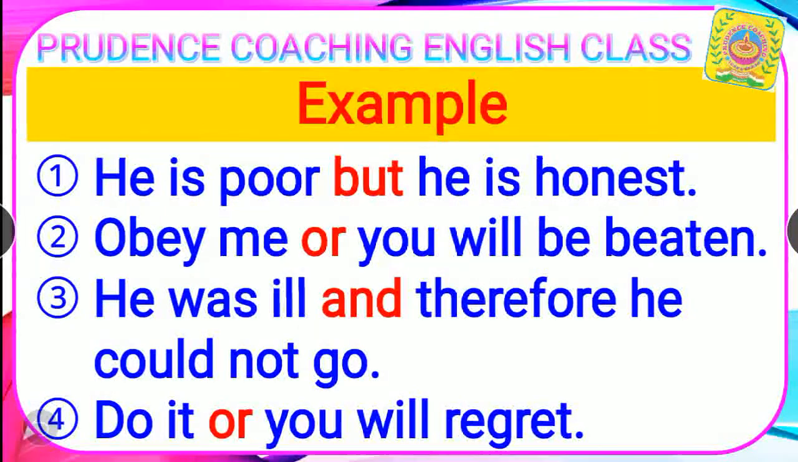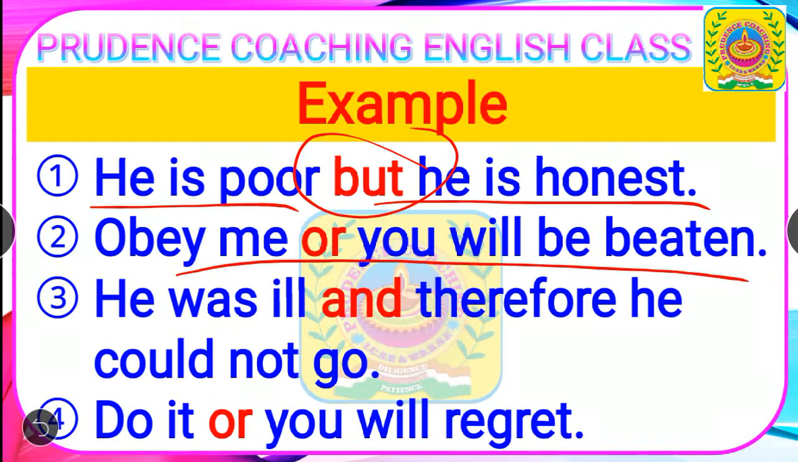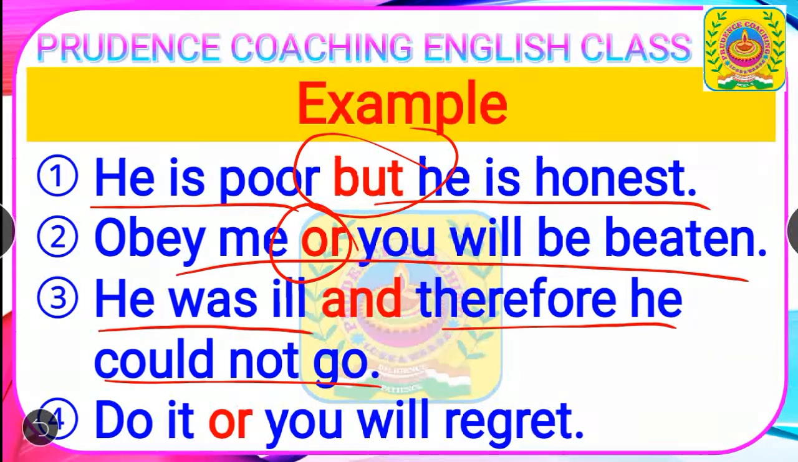Now the examples. He is poor but he is honest. So an opposite condition has been created with "but". The second sentence is: Obey me or you will be beaten. So here we have used "or" for giving a choice. He was ill and therefore he couldn't go. So here these two independent clauses are joined by "and", the conjunction. Now the next one: Do it or you will regret. So here it is joined by "or".